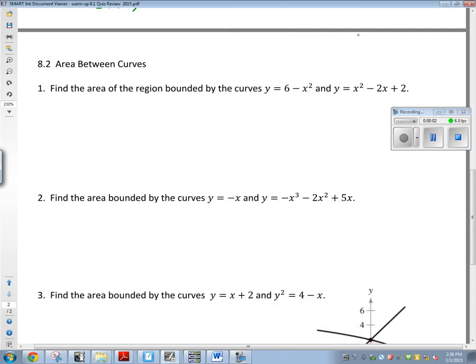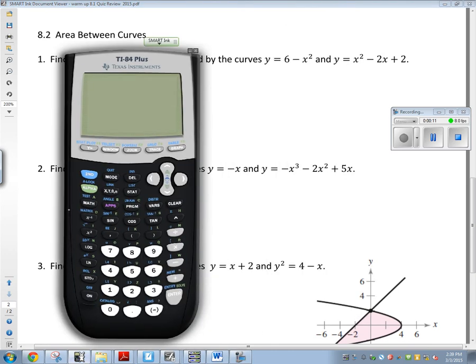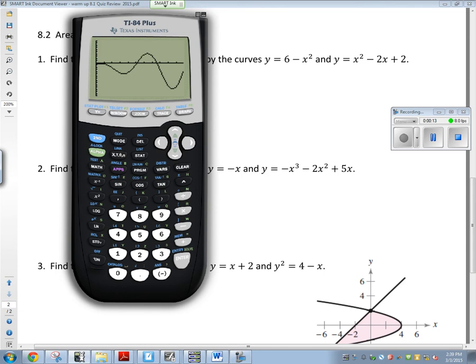So on the back side of this review, we're finding the area between the curves. For number 1, it says find the area of the region bounded by those two curves. Anytime I can use my calculator, I'm going to do it as much as I can on it. So y equals, type in my equations, 6 minus x squared. And my second one is x squared minus 2x plus 2.